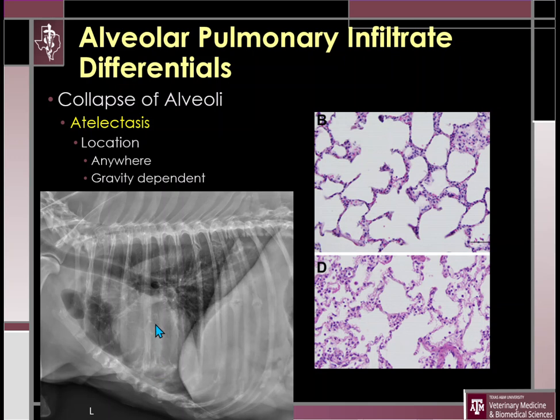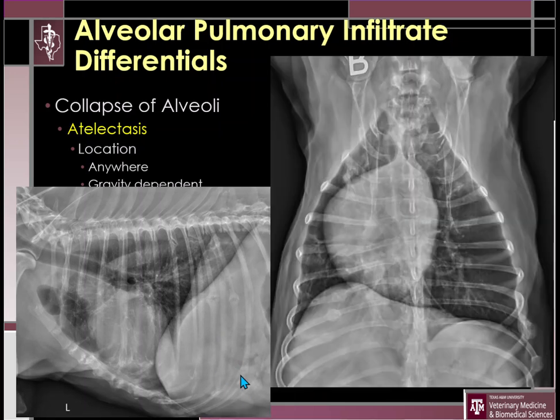This is a less severe illustration of some atelectasis just hidden over the heart, where there's some air in it because the airways are collapsed and not completely full and distended like they should be in the normal lung versus an atelectatic lung.